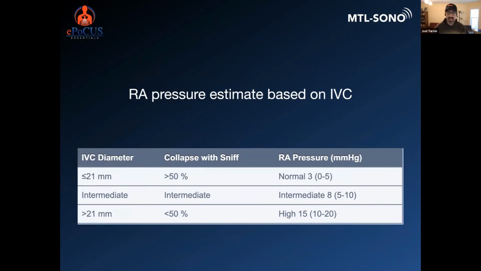So if your IVC is less than 21 millimeters and it collapses very easily, then your RA pressures are basically estimated to be normal, and they'll just add 3 to that calculation. If your IVC is very dilated and it also does not collapse when you take a sniff, then you assume that your RA pressures are very high, and therefore they're going to add 15 to that measurement. Anything in between, they will assume that the RA pressure is intermediate, and they will add 8 to that calculation.